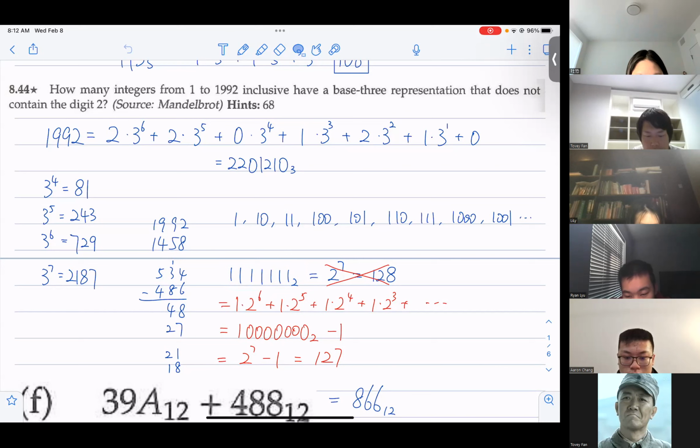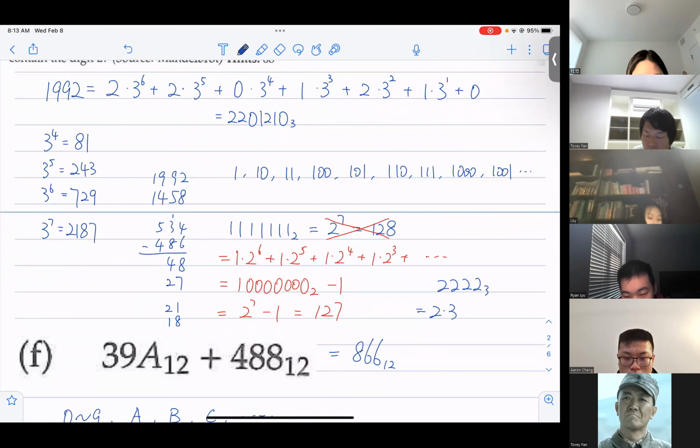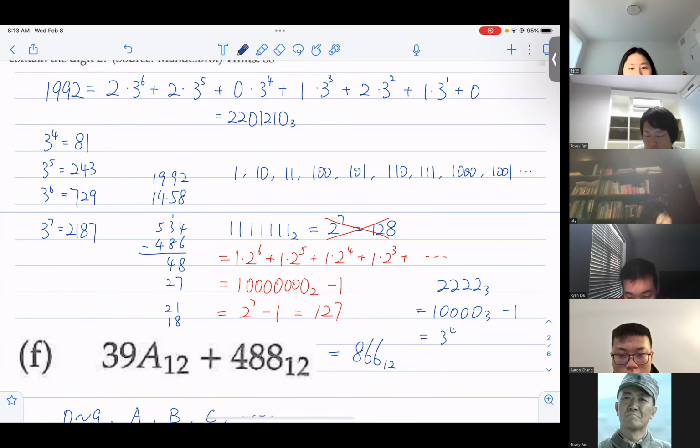So similar methods include, for example, if you have a bunch of twos in a base 3 system, say you have 2, 2, 2, 2 in base 3, then you don't have to do 2 times, like normally we do 2 times 3 cubed plus 2 times 3 squared, etc., right? But you don't have to do this. It's just 1 away from a bunch of zeros, right? So if you add 1 to it, you just get 1, 0, 0, 0, 0 in base 3 and minus 1. And in this case, it just becomes 3 to the 4th minus 1.